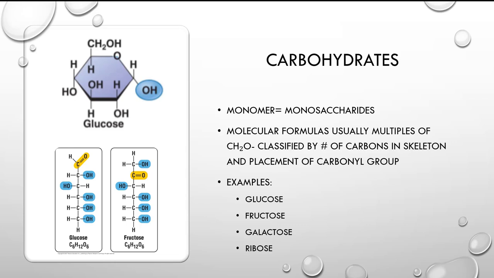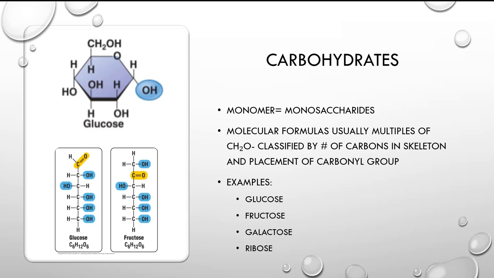Now what's one interesting thing about our carbohydrates, particularly our monomers, is that they all follow the same ratio of carbons to hydrogens to oxygens. So you can see here we have a molecular formula where we have 1 carbon to 2 hydrogens to 1 oxygen. So this is going to be pretty standard with our monosaccharides.